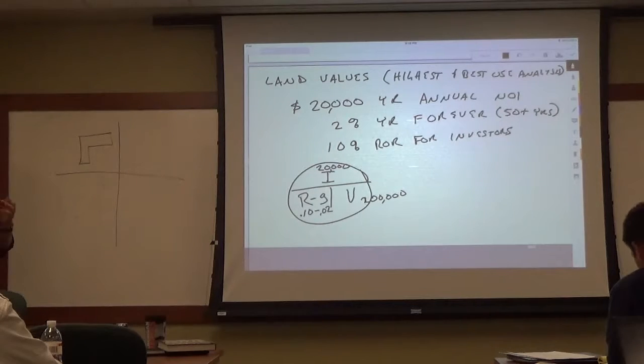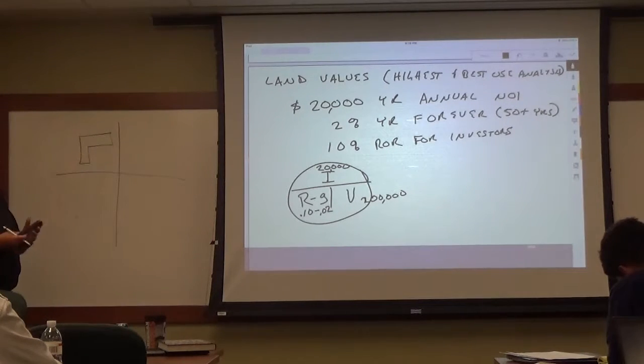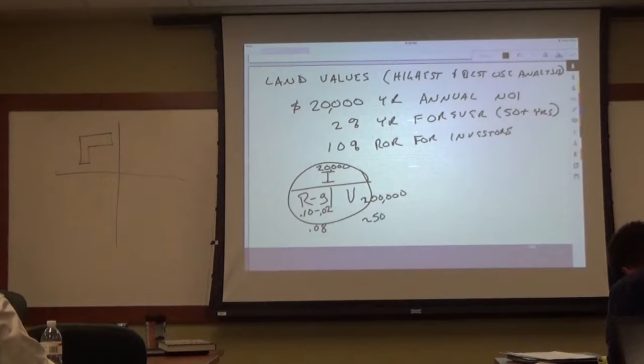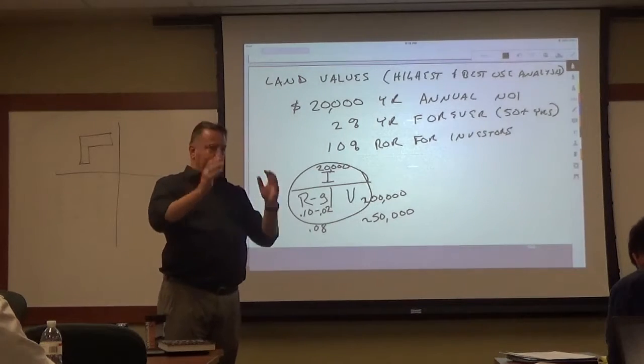Now, as I said, it seems kind of counterintuitive, okay? But let's do the math here for a second. So that would mean 0.08 would be our revised percentage that we would use there. So 20,000 divided by 0.08 means our revised value estimate would be 250,000. Now, this is the part that will maybe help make it make sense.